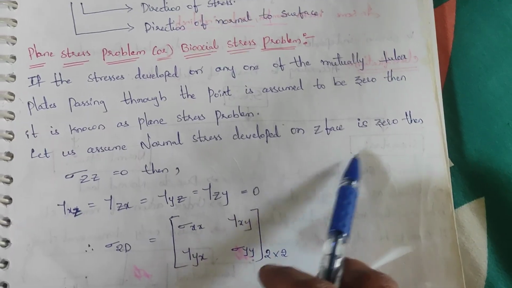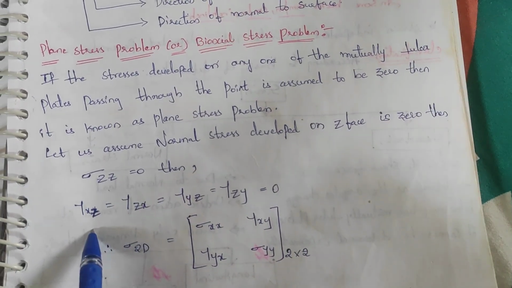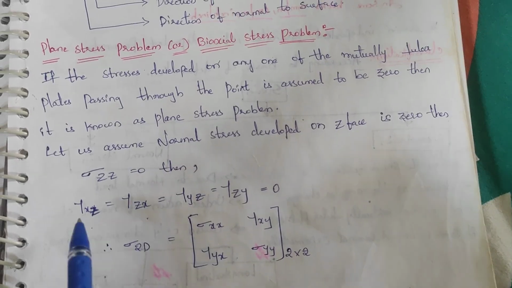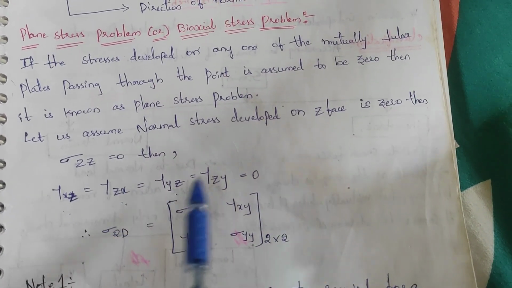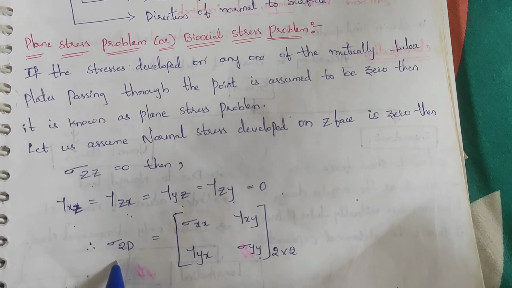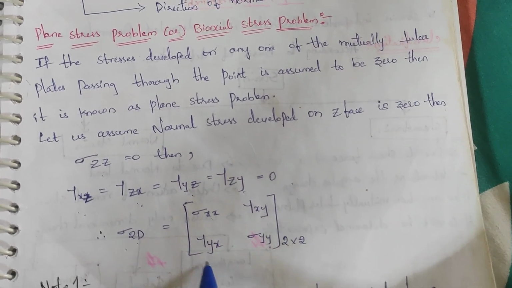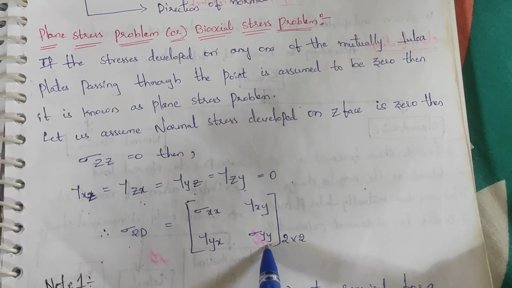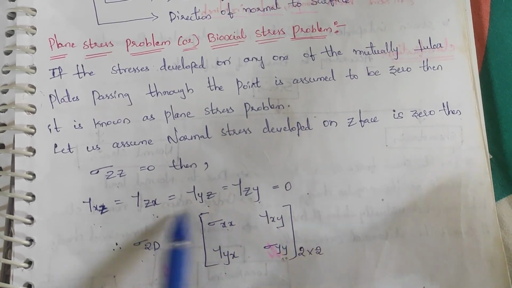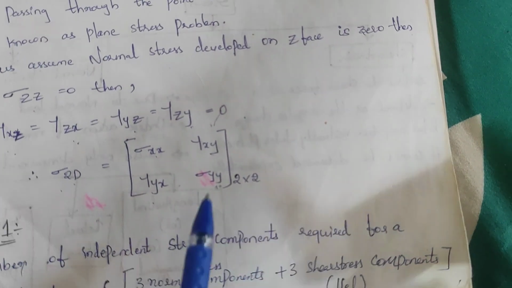Let us assume that the normal stress developed on the z face is 0. Like sigma z is equal to 0, we have to assume now. Sigma z is 0 and tau xz, tau zx, tau yz, tau zy will also be 0 now. Then the plane will be in 2D. Sigma 2D is equal to the matrix sigma x, tau xy, tau yx, sigma y. See, if these values are 0, we have to substitute them here. Then we will get sigma 2D is equal to this matrix.